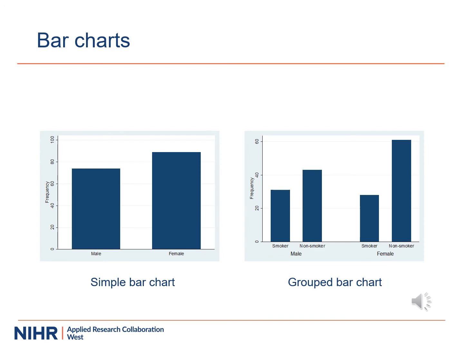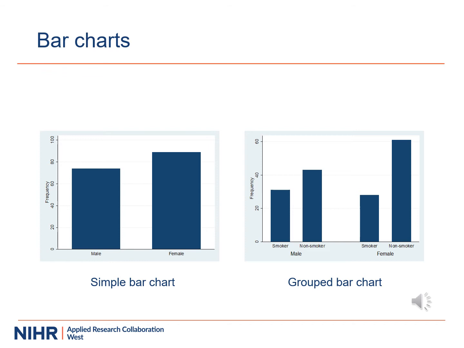Now we're going to move on from tables to graphs. Going back to the gender and smoking data we saw before, we can also present this in bar charts. The height of the bars here is proportional to the frequencies, or the number in each category.